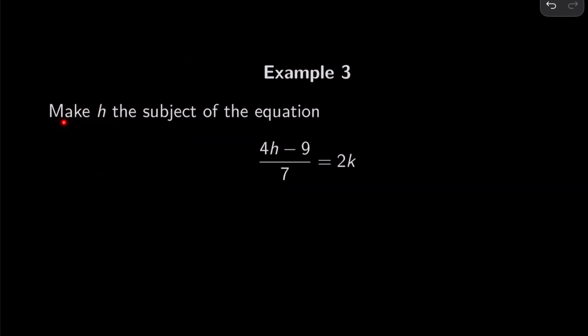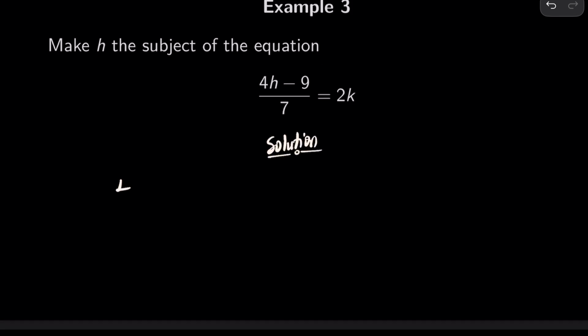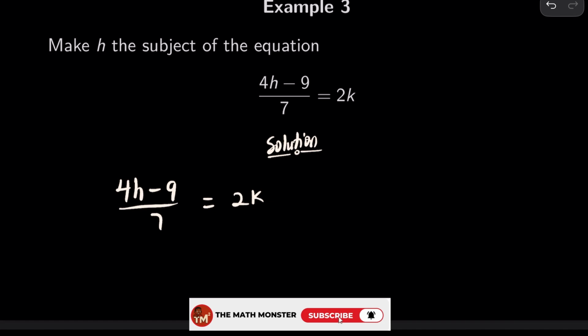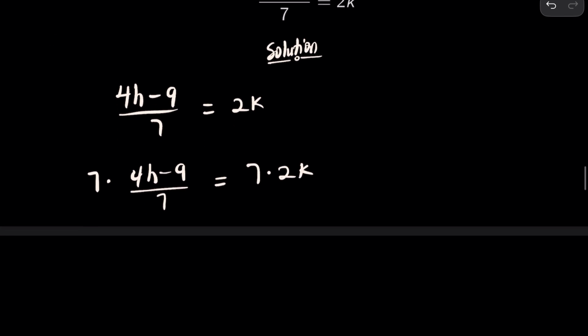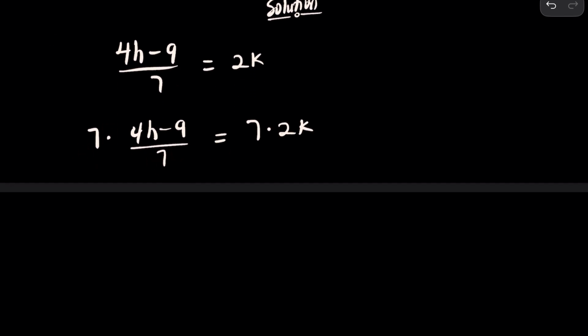Example 3. Make H the subject of the equation given below. Solution. Here we have the equation given as 4h minus 9, divided by 7, is equal to 2k. So this is also a fraction, so we find the LCM. The LCM here is given as 7. So you're going to multiply through by 7. Thus we have 7 times 4h minus 9 divided by 7 is equal to 7 times 2k. So here, this is going to cancel that. So you're going to have 4h minus 9 is equal to 7 times 2, which is 14. So we have 14k.